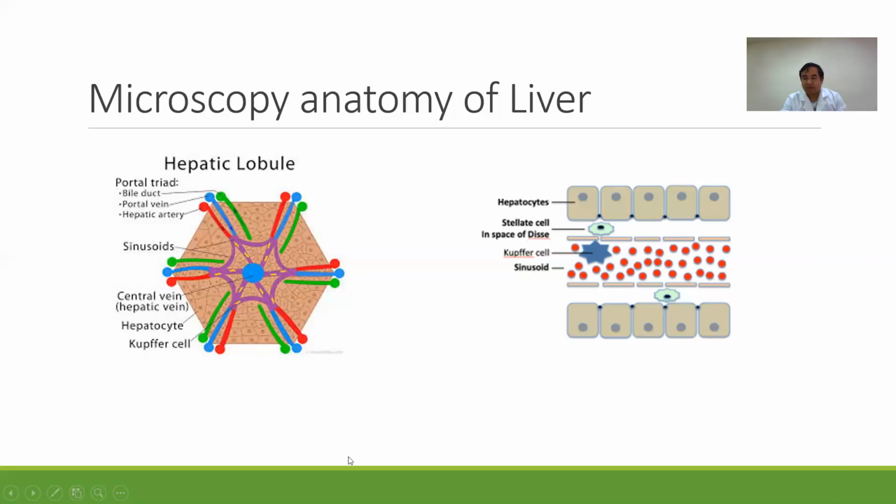So when someone has chronic liver disease or alcoholic liver disease, the major site of alcohol action is the stellate cells. It can activate the stellate cell and cause the formation of fibers.